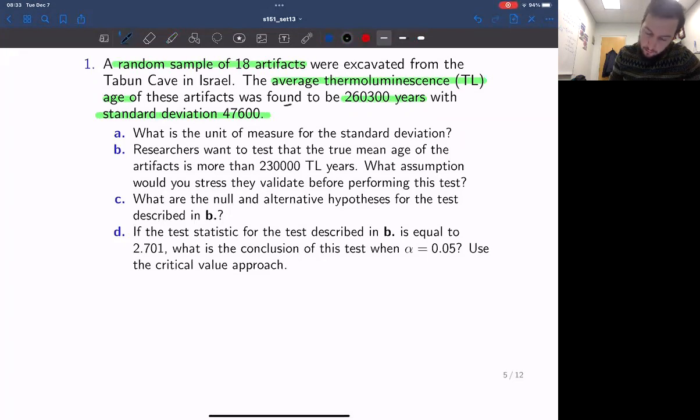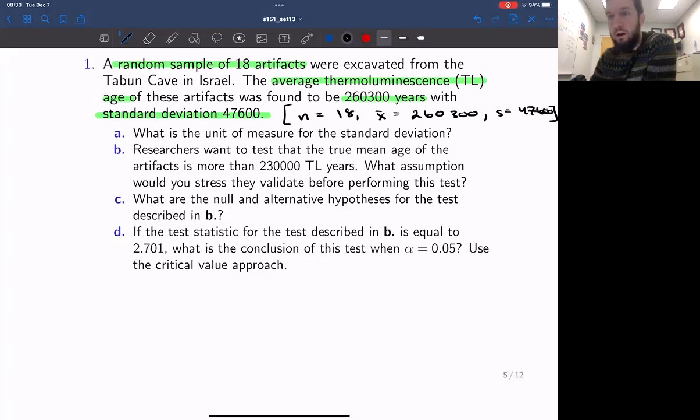Okay, so if we were to summarize this, we have n is 18. This is telling us that x bar is 260,300, and little s is 47,600. Right, so we are given a sample, and then we are given the statistics from that sample. So x bar and little s.